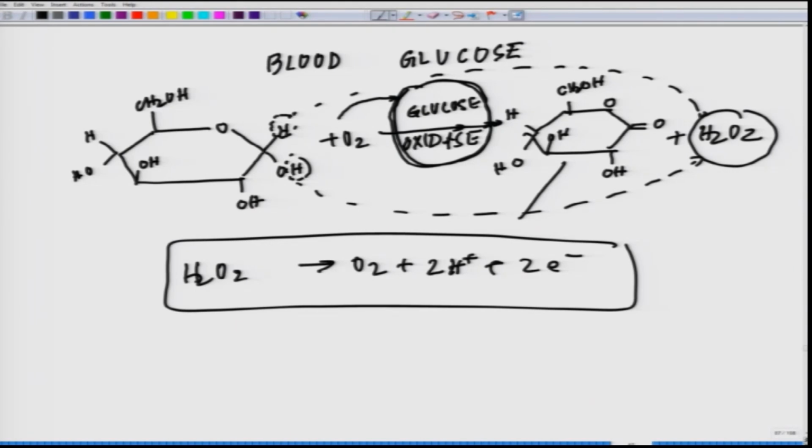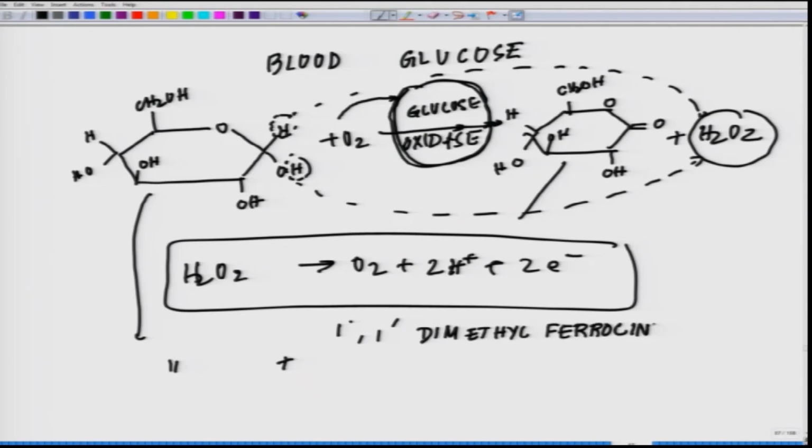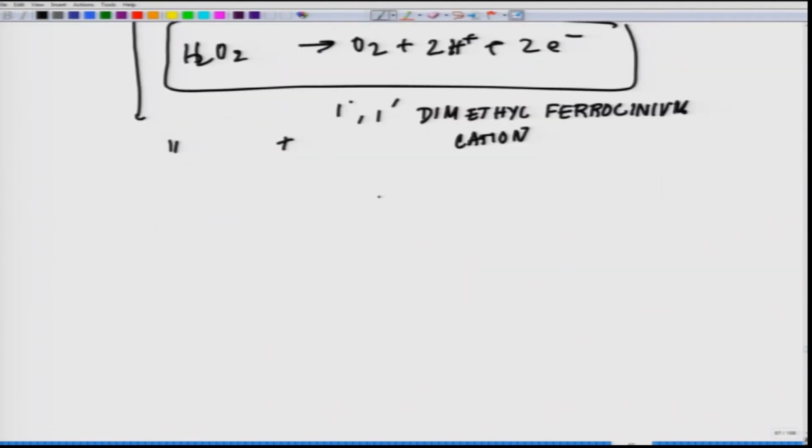Now, oxygen is nothing but an electron acceptor. If in some way you can substitute oxygen with something else, another mediator. So what people did after that, they used the glucose as it is, plus they used something called 1,1'-dimethylferrocenium cation. As you can see, this is a ferrocenium.